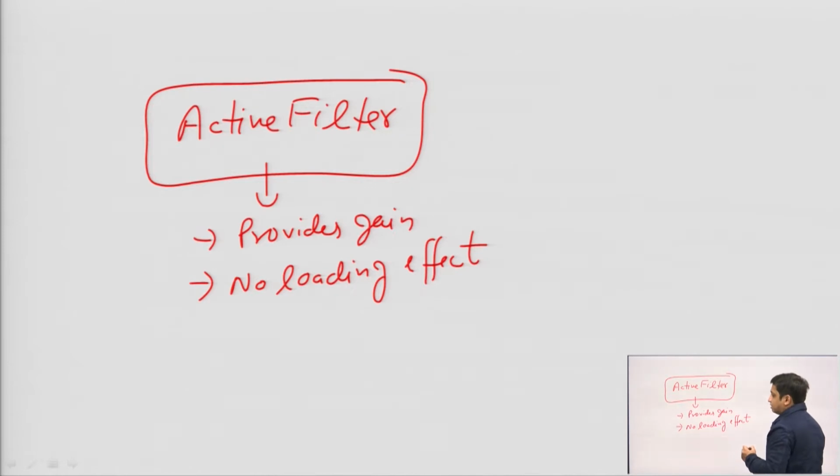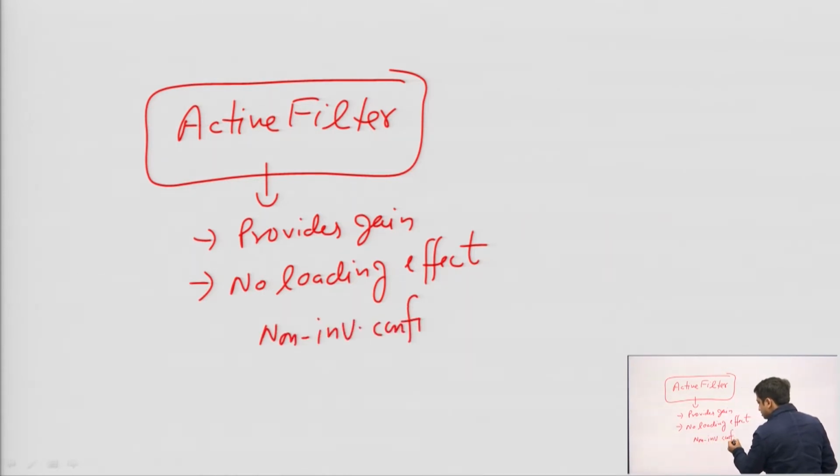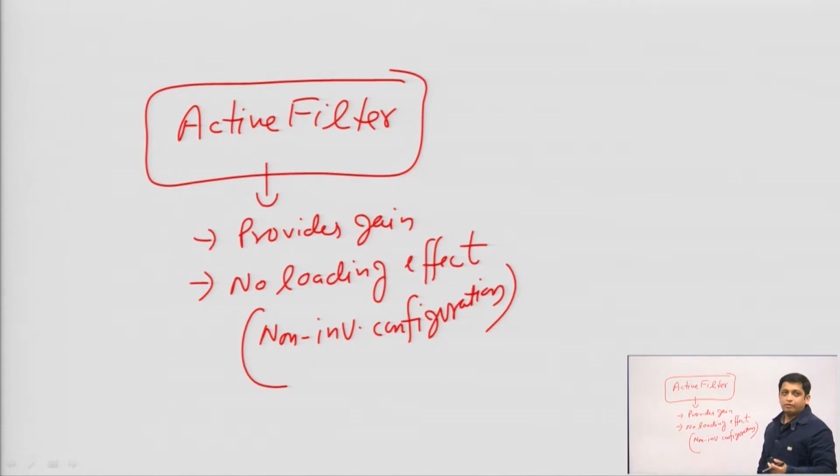The reason is that in general in active filters we apply the input signal at the non-inverting terminal of the op amp. That means we use non-inverting configuration of op amp. When we use non-inverting configuration of op amp, the input impedance is very high. That is the advantage of the non-inverting configuration over inverting configuration. In that case the loading effect is minimized. So, the advantages of active filters over passive filters are that they provide gain and there is no loading effect.